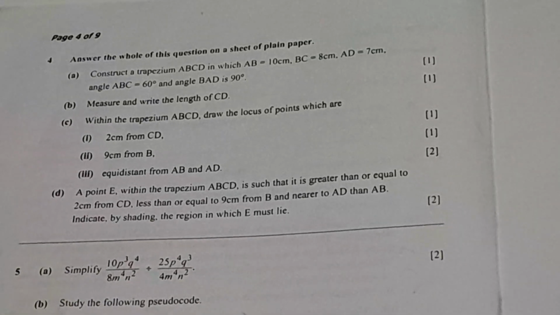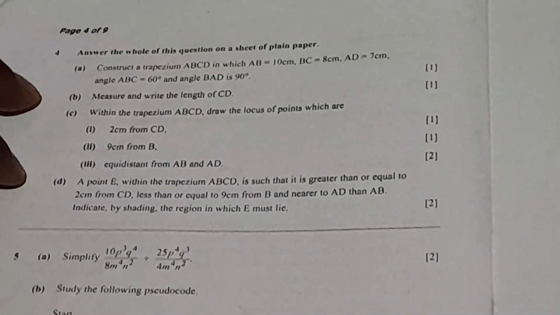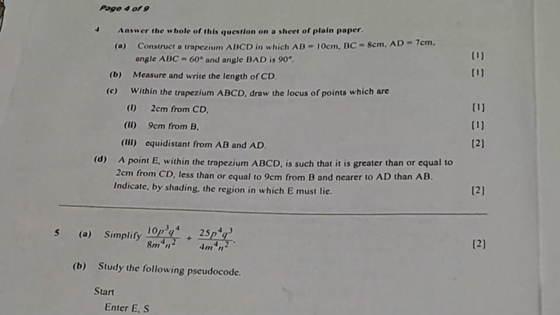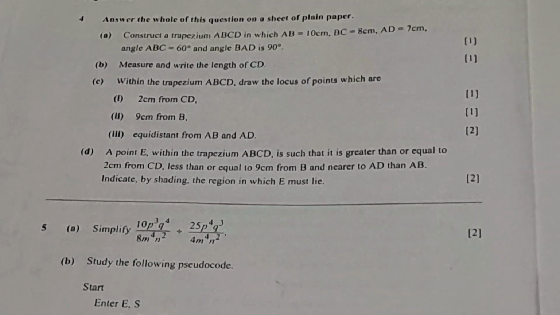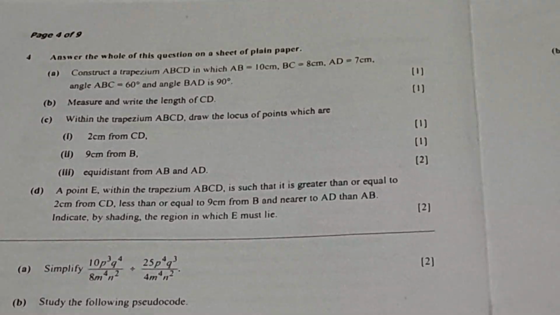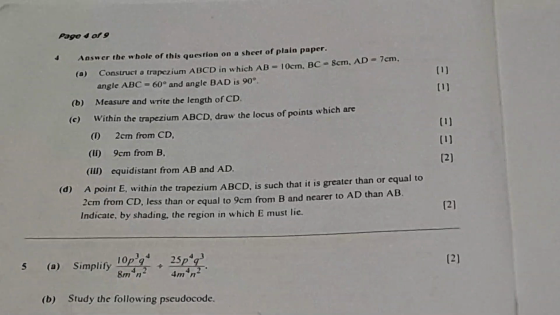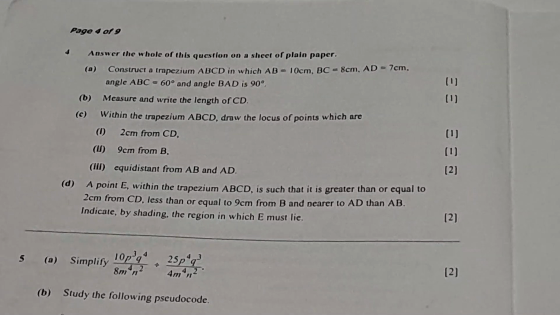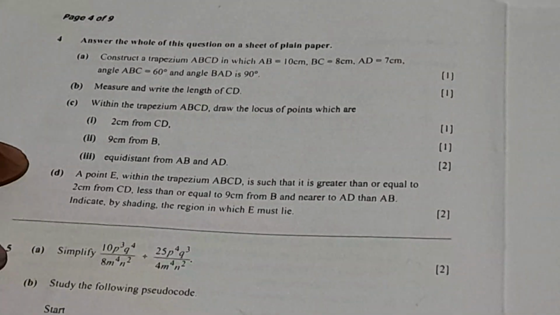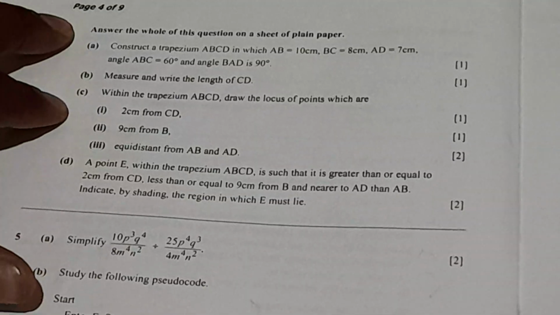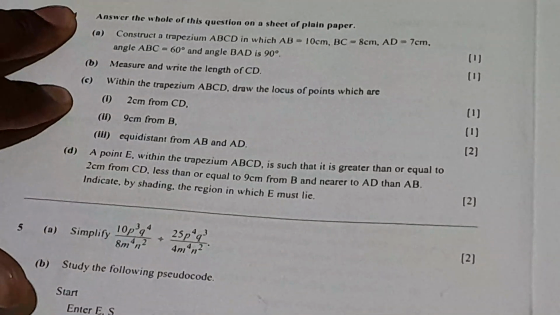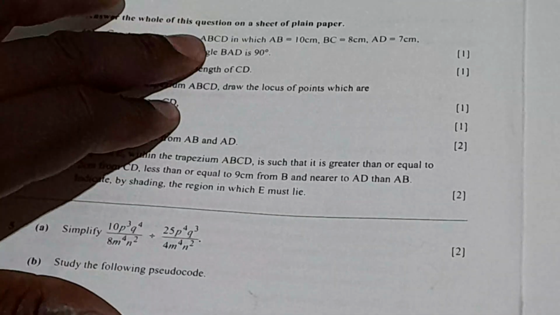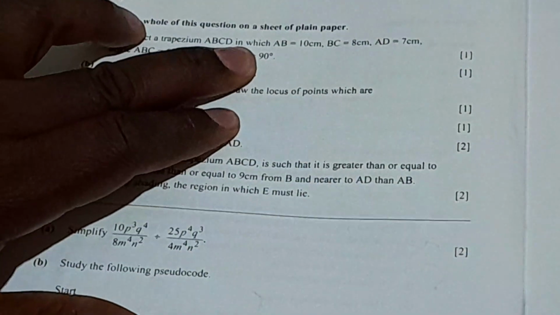This is Teacher Perry. In this video we are going to tackle this question, which is on locus and construction. It's a question that came in 2023. So the people who had written this paper were actually required to construct a trapezium. The first set of instructions read: construct a trapezium ABCD, in which AB is equal to 10 centimeters.